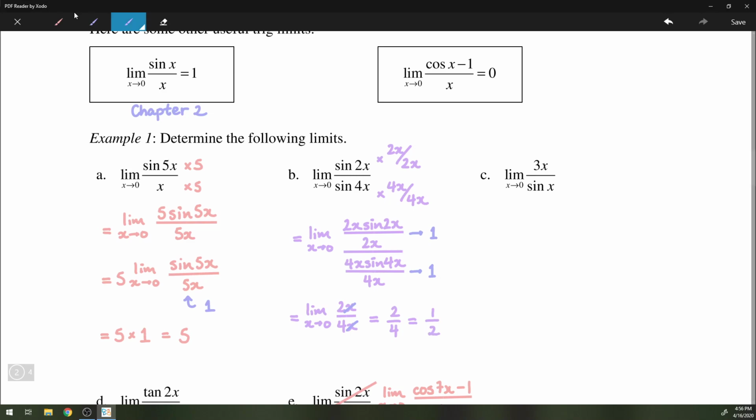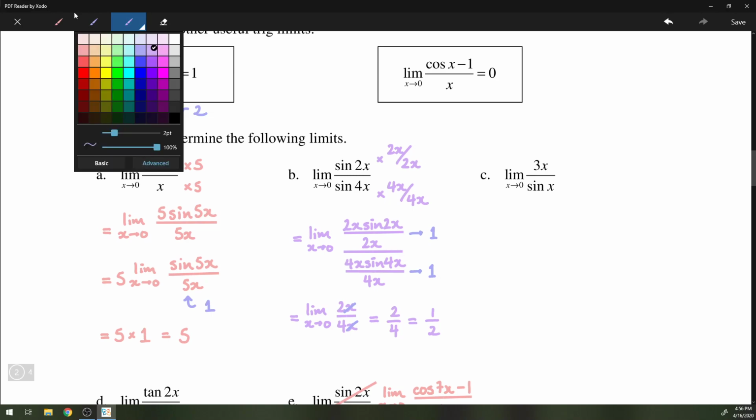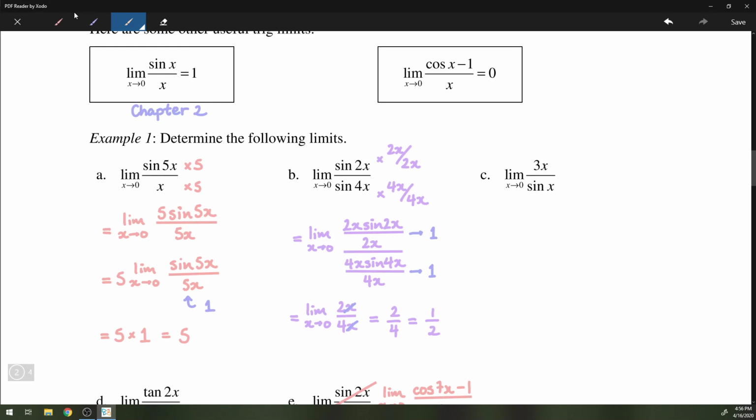Moving on to the next example. In this case, we have a limit as x approaches 0 of 3x over sine x. Now, of course, we can use the constant rule to move the 3 in front of the limit. That's what we'll do first. So we just have x over sine x.